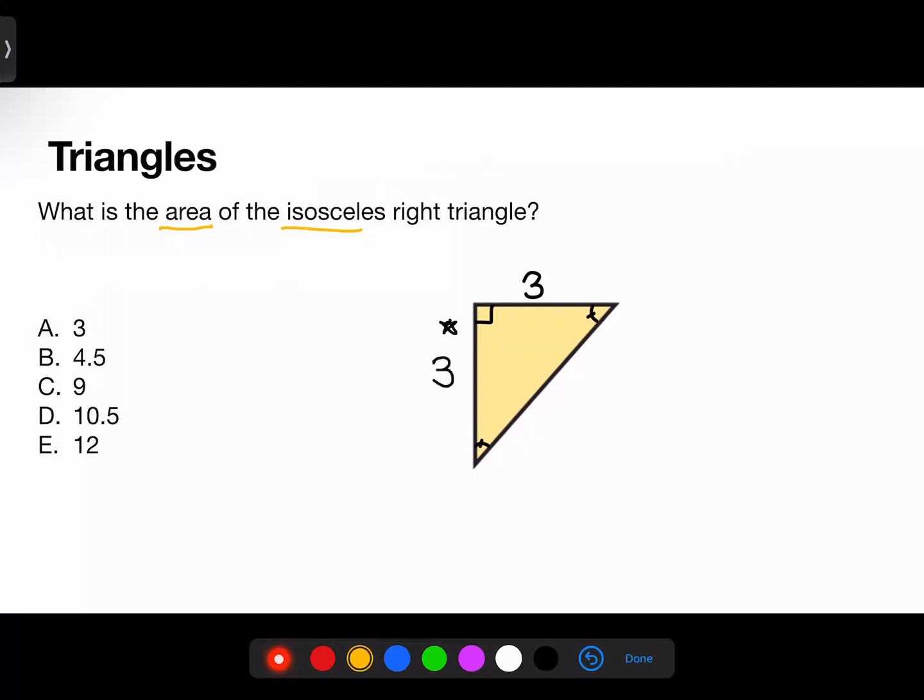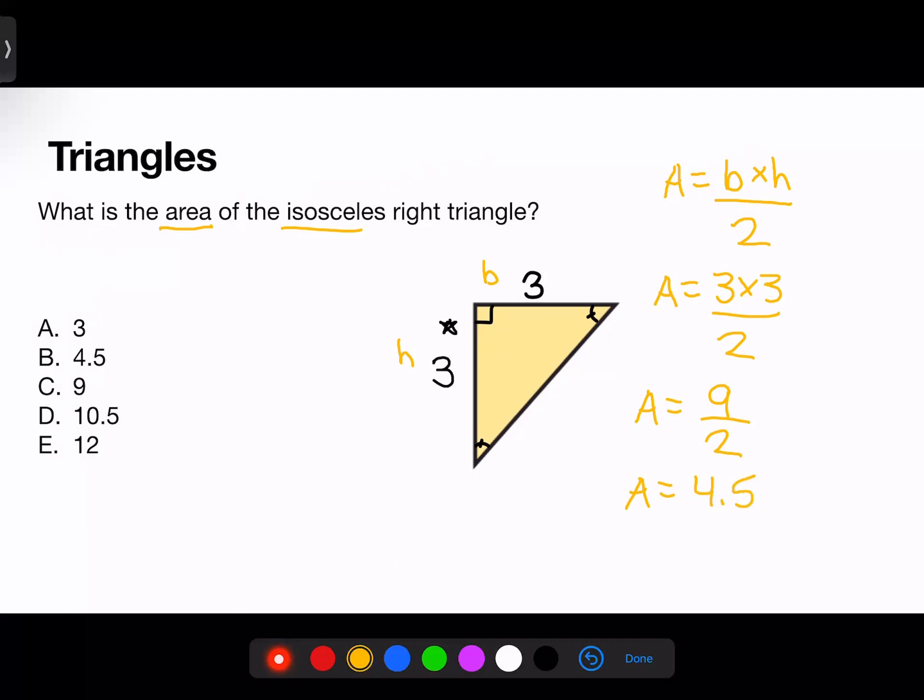Now that we have the base and the height, we can use the formula for area. Area equals base times height divided by 2. Let's fill in what we have. 3 times 3 divided by 2. 3 times 3 is 9. 9 divided by 2 is 4.5. And then we need to make sure to add our units squared. Answer choice B.